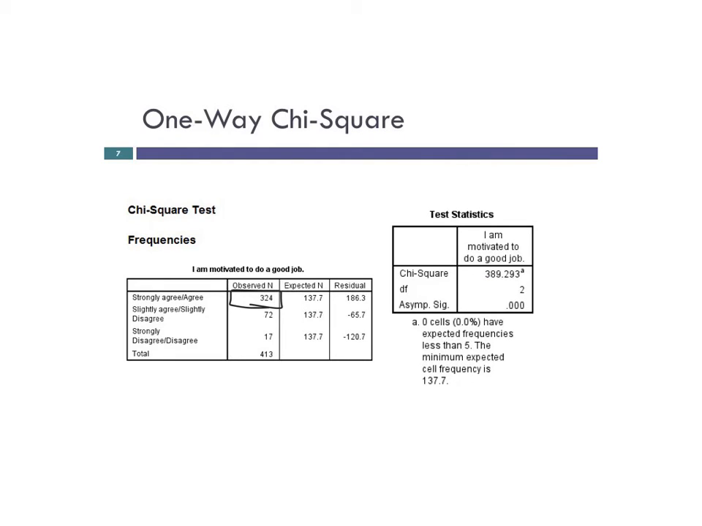The chi-square distribution looks like this, and we fall into the rejection range, or the critical range, saying that p is less than 0.05, and we'll say that significant differences do exist between the responses.